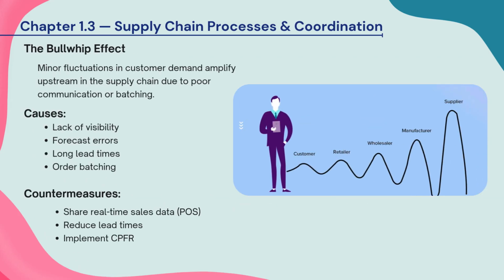This slide explains the bullwhip effect, where small changes in customer demand get amplified upstream, causing inefficiencies. Key causes include lack of visibility, forecast errors, long lead times, and order batching. To counteract it, companies can share real-time sales data, reduce lead times, and implement collaborative planning, forecasting, and replenishment (CPFR). Understanding this effect helps improve supply chain stability and responsiveness.